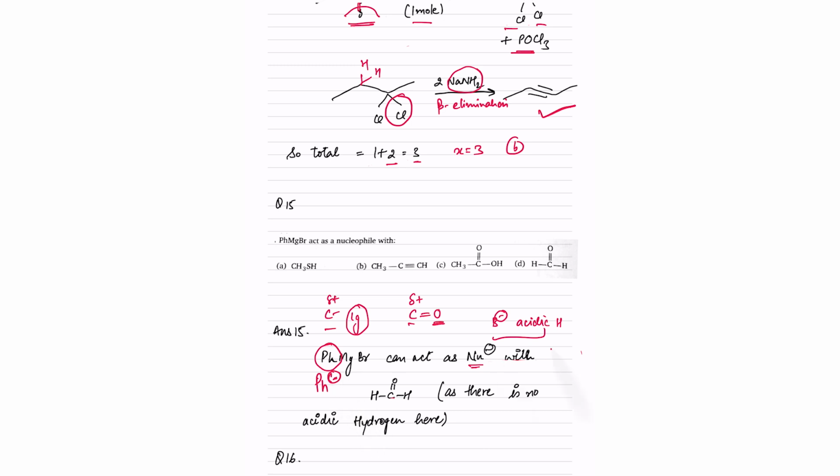If I talk about CH3SH, which is the first molecule, it has an acidic hydrogen, so here it cannot act like a nucleophile. CH3C triple bond CH, that is again a terminal alkyne. Terminal alkyne, acidic hydrogen is there, so it will act like a base. Come to CH3COOH, again I have acidic hydrogen, it will act like a base. The only thing which is left is the aldehyde HCHO. So there is a delta positive carbon over here. This phenyl will act as a nucleophile and will attack over here, because the hydrogens which are present are not acidic in nature, so it will act like a nucleophile.